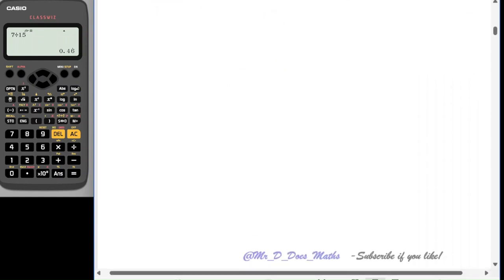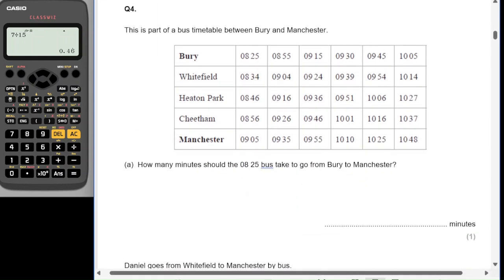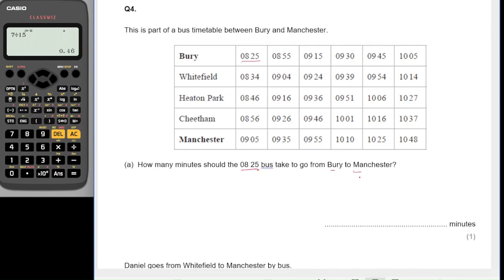Okay, question 4 then. This is part of a bus timetable between Bury and Manchester. How many minutes should the 8:25 bus take to go from Bury to Manchester? So the 8:25 starts here and ends here. I'm going to use the time function on my calculator, although I'm sure you can work that out. We've got 35 plus 5, 40 minutes.